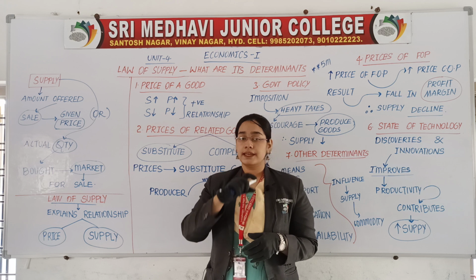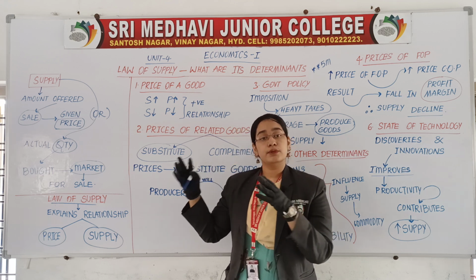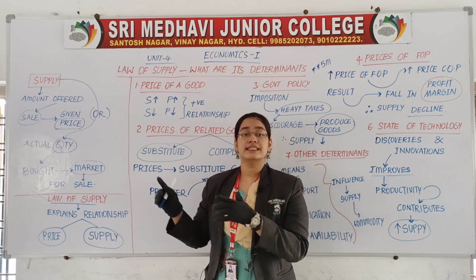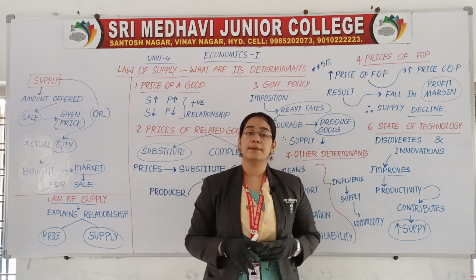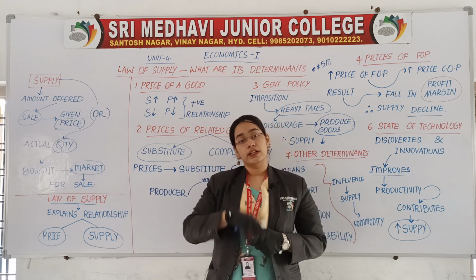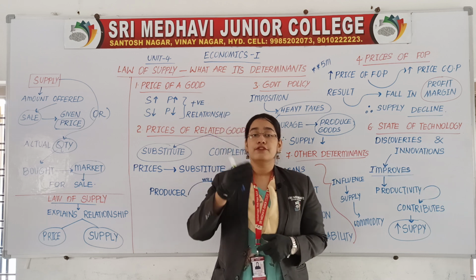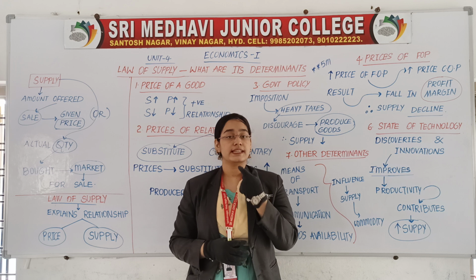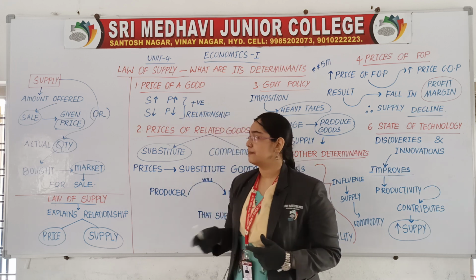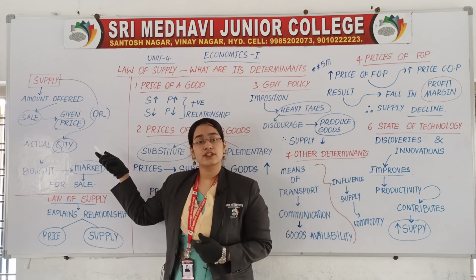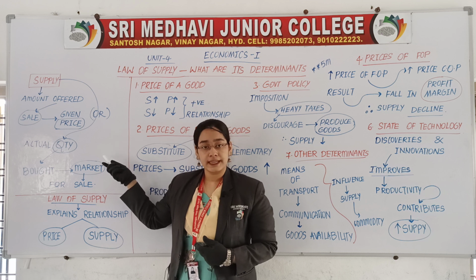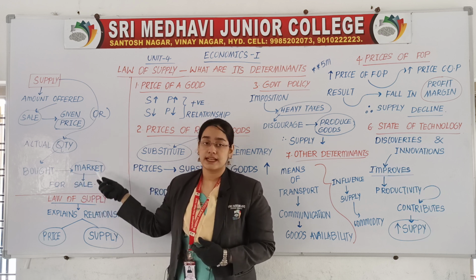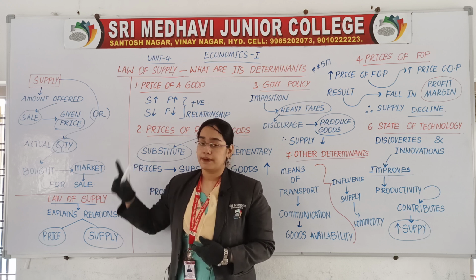The next day, you have ordered some 200 bags of rice, so 200 bags of rice is the supply of the second day. On the third day, you have ordered 50 bags of rice, which means 50 bags of rice is the supply. In simple terms, whatever actual quantity you are bringing into the market for sale is nothing but supply.